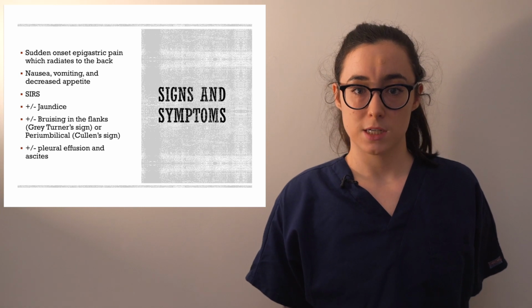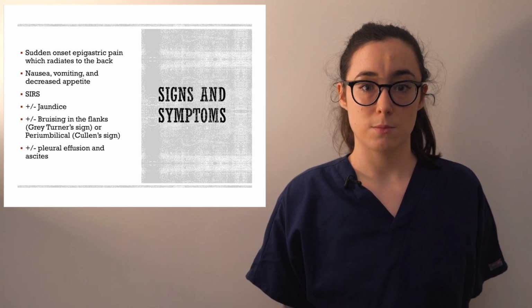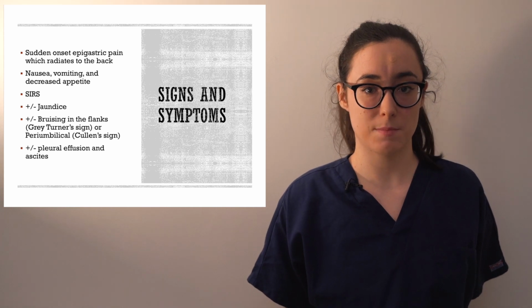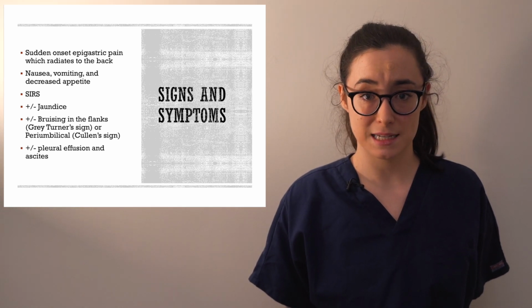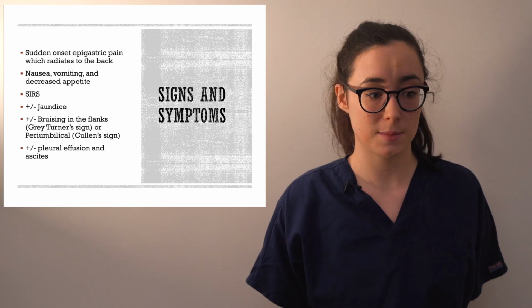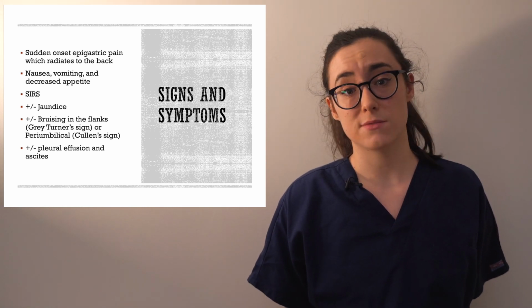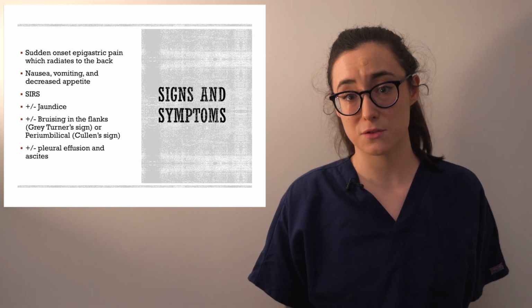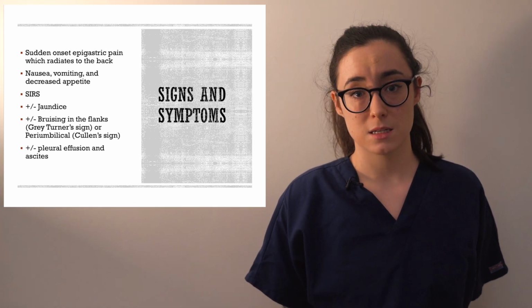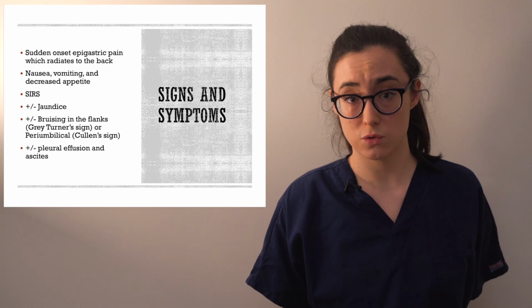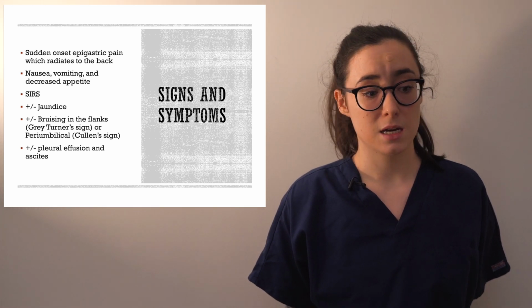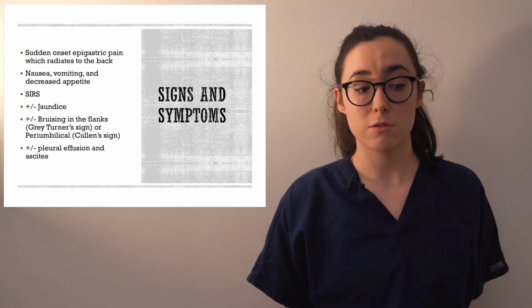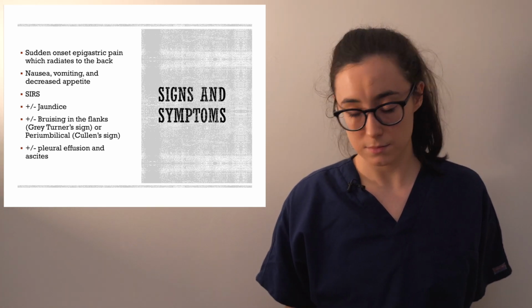So how does pancreatitis present? Most commonly, it's acute onset epigastric pain, which radiates to the back. It is severe and it's associated with nausea and vomiting. Depending on the severity, there may be SIRS, or a systemic inflammatory response syndrome. Depending on the cause, there may be jaundice, there may be bruising in the flanks or periumbilical, and there may be pleural effusions and ascites.